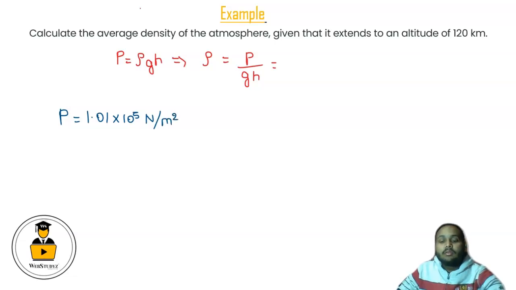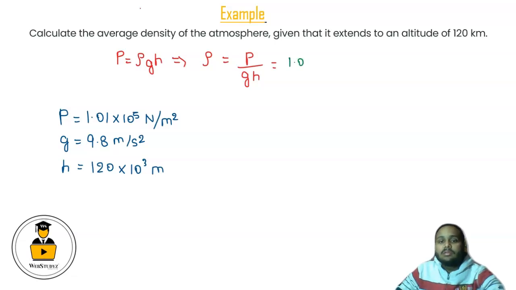Now we need to have the value of G. If nothing is given, just take 9.8 meter per second square. Fine. Now the altitude value of H is given as 120 kilometers. So 120, we need to convert it into meters. In order to do that, we have to multiply it by 10 to the power 3. We will have it in meter then. Fine. Now, since we have all the values, we can put them into the equation and get the results accordingly.